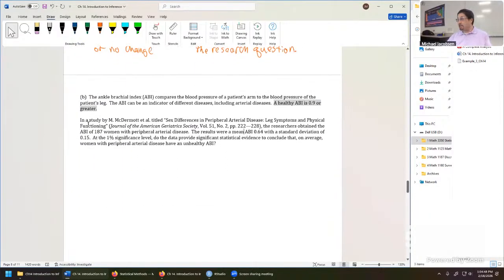Now, the context of the data really gets going when we look into the study that was performed by these authors. They said the researchers obtained the ABI of 187 women with peripheral arterial disease. So that's our sample size in this problem, n equals 187. We had a result of a mean ABI of 0.64, but that's not the parameter, that's the statistic. So let's carefully write that in as x bar is 0.64.